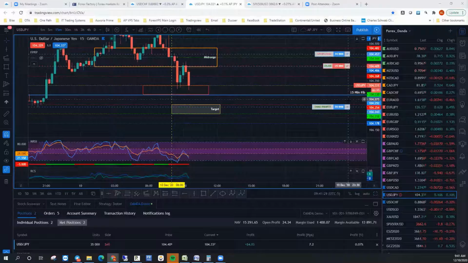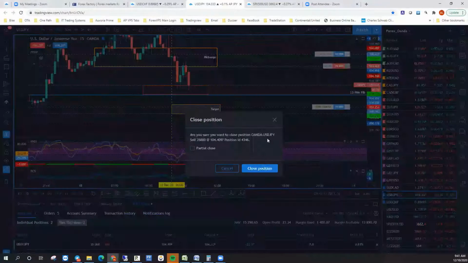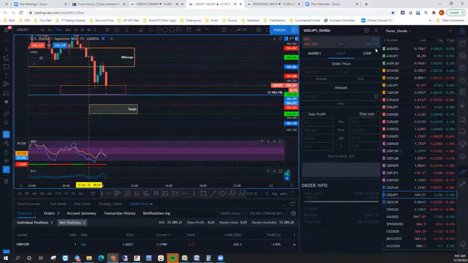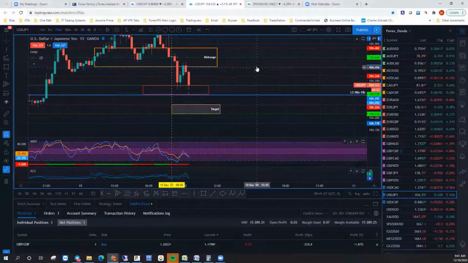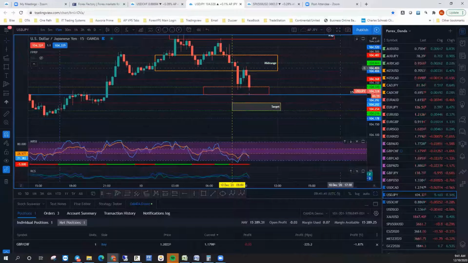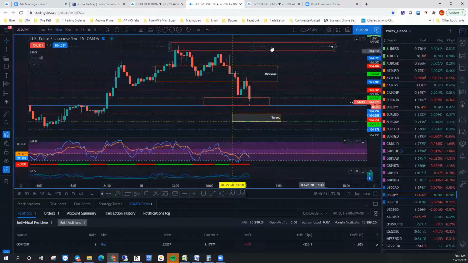And with the US yen, I'm happy with that. I'm going to close this one out. And with that, I'm going to try my strategy here and see how this thing works.